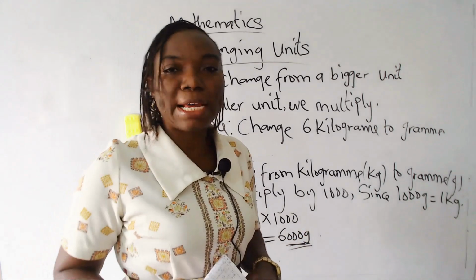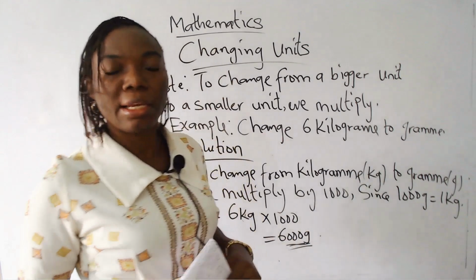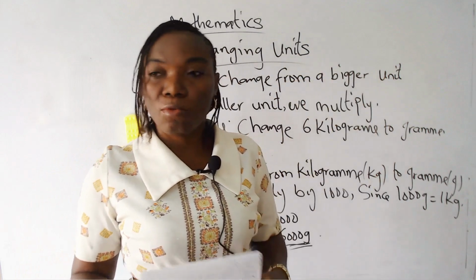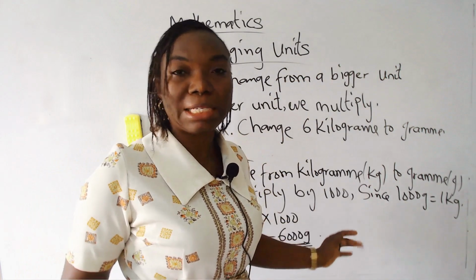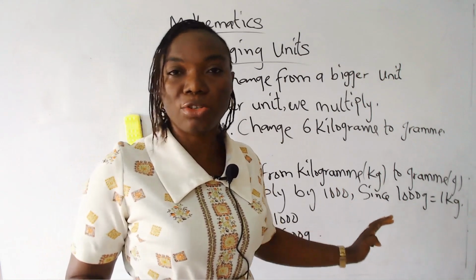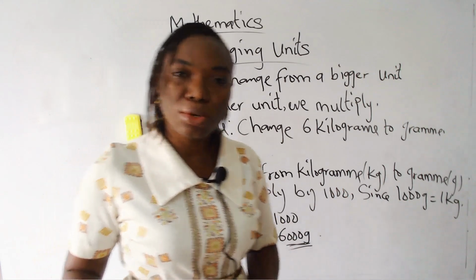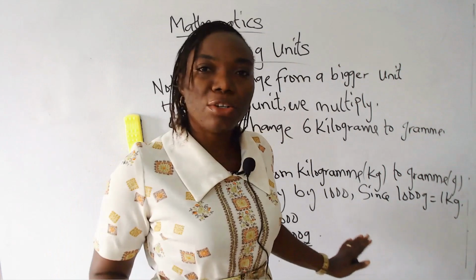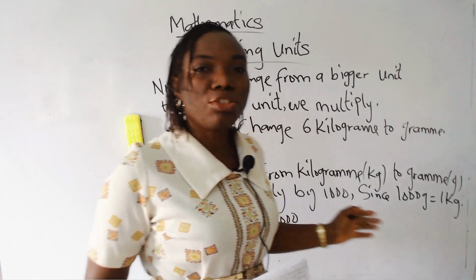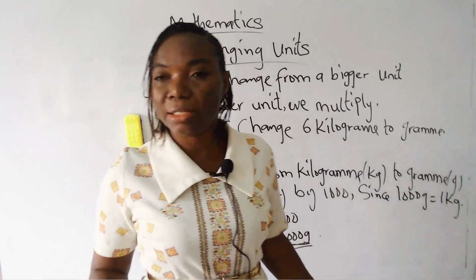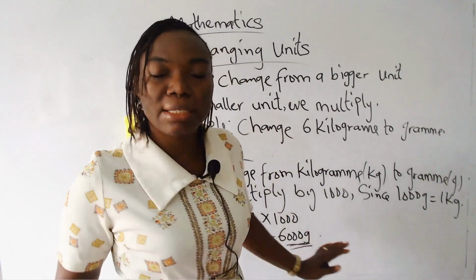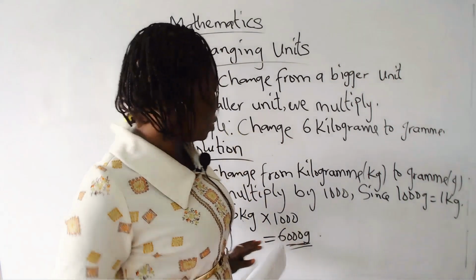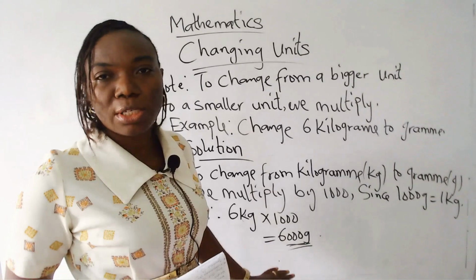Now, when you multiply 6 by 1,000, in our previous term, we have learned how to multiply numbers by tens, hundreds, and thousands. And I told us in the class that when you're multiplying a number by 1,000, by 100, all you do is just remove the 1 written by the 0 and add the numbers which you are multiplying by. Is that clear?